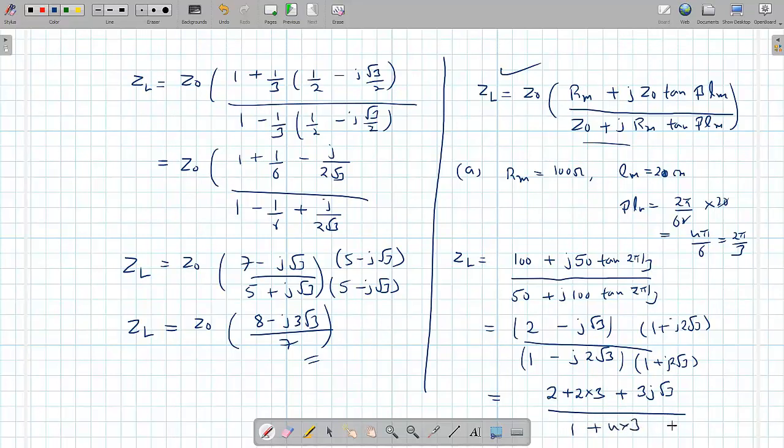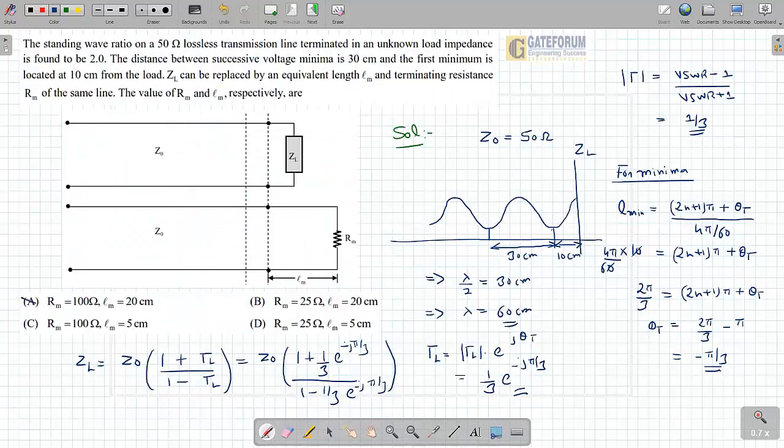1 plus 4 into 3, this is 12, 13. So it is not matching. So this is not the right answer. R equal to 100 and L equal to 20 centimeters is not the right answer. We can take the next option, which is option D.